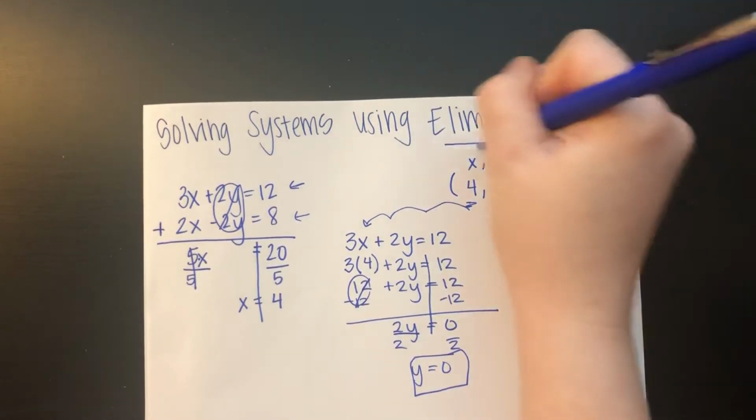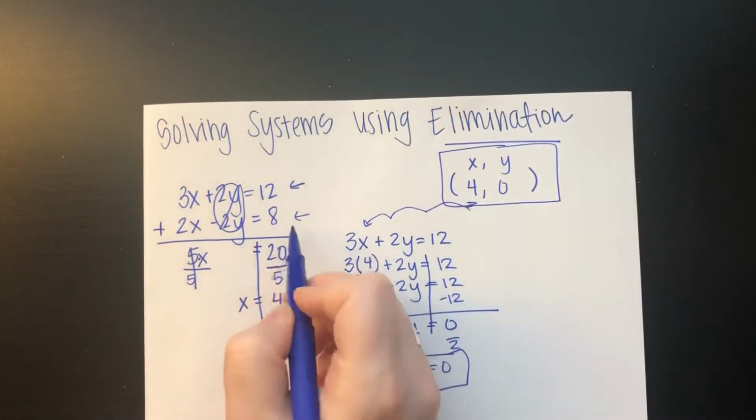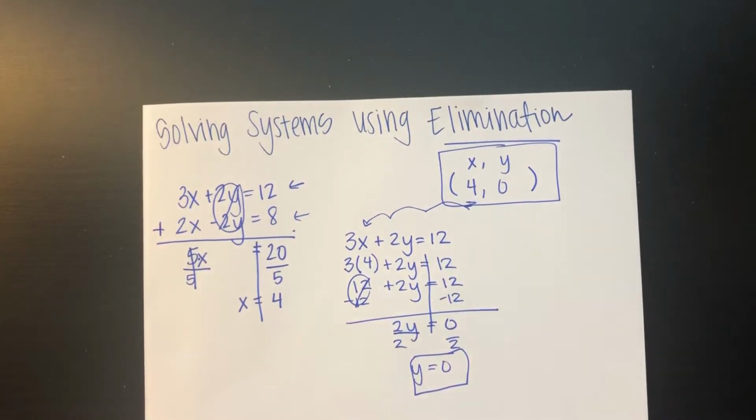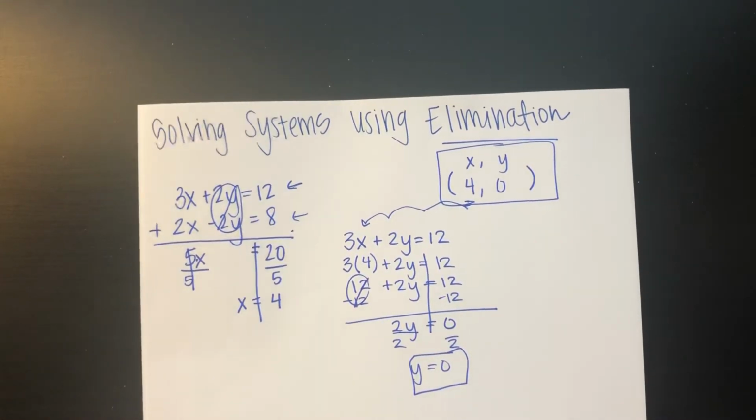So I know if I go in and graph these two graphs on Desmos, the point they're going to cross or intersect is at 4, 0. All right, let's do one more.